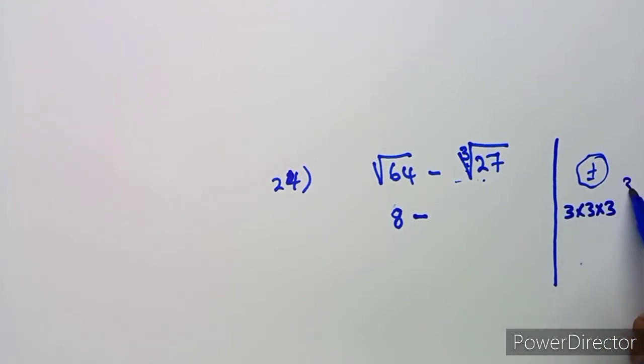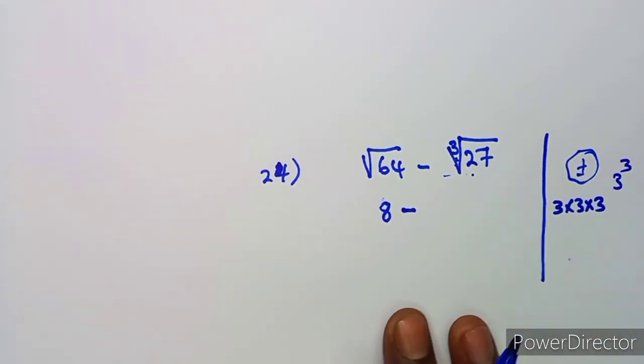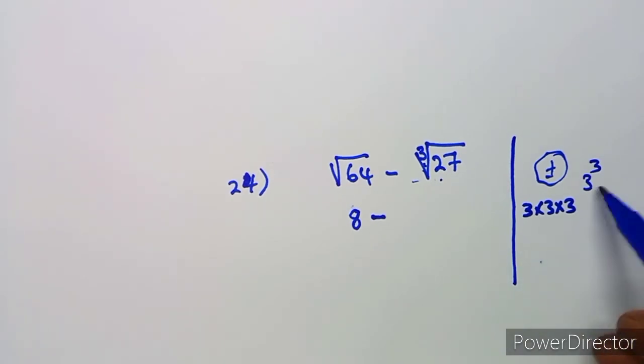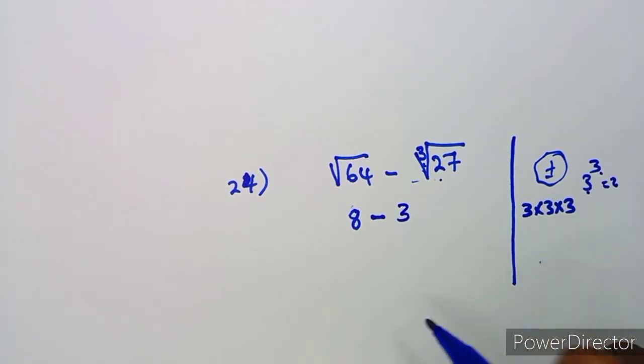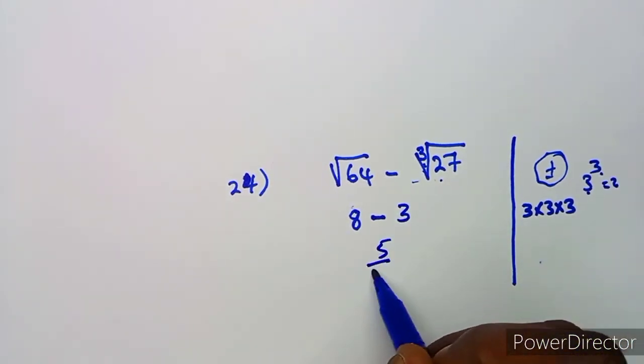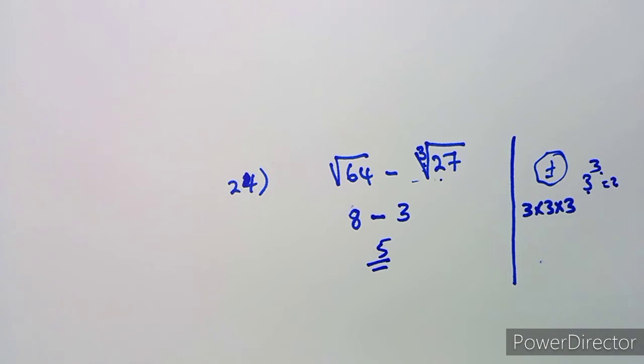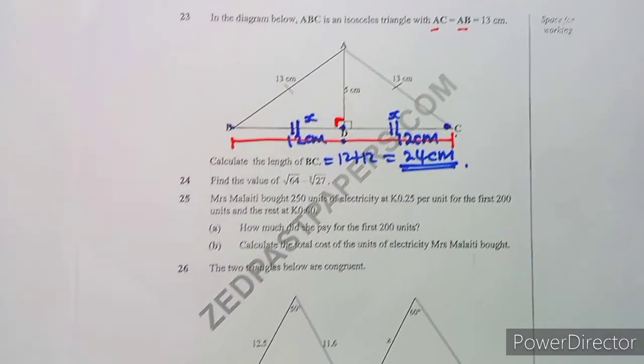So if you know 3 to the exponent of 3, it is going to be easier for you to know the cube root of 27, because you know that this gave you 27. So that would be 3 here. Anyways, 8 minus 3, that's 5, isn't it? That's a 5. So that's what we had.